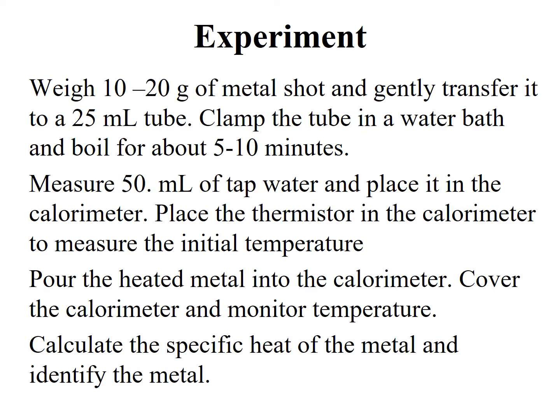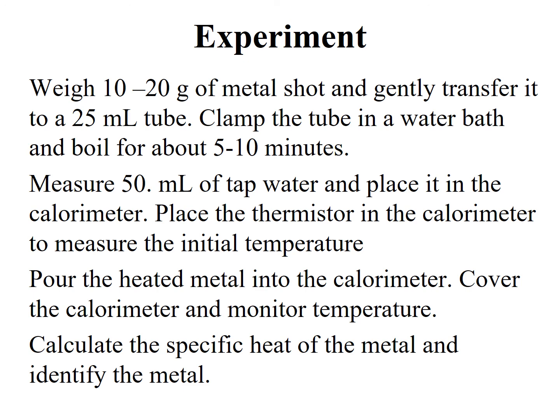For the specific heat of metal, weigh around 10 to 20 grams of the metal shot and gently transfer it to a 25 ml test tube. So you clamp the test tube containing the metal in a water bath and boil for about 5 to 10 minutes. At this time, the temperature would be around 100 degrees Celsius. While you're doing that, you measure 50 ml of tap water and place it in the calorimeter.